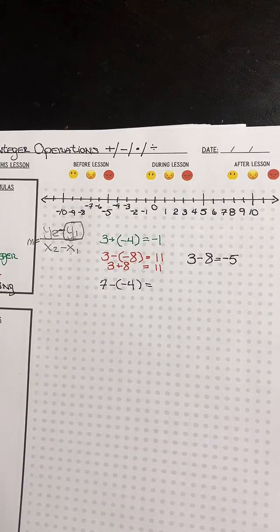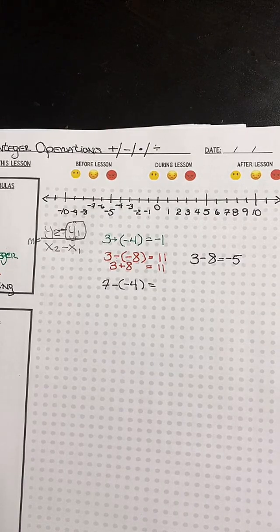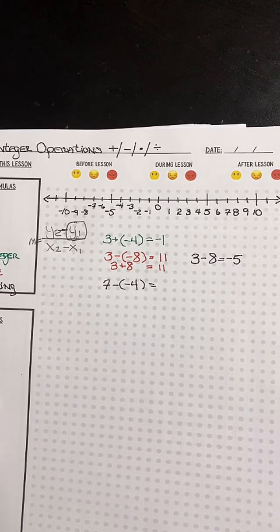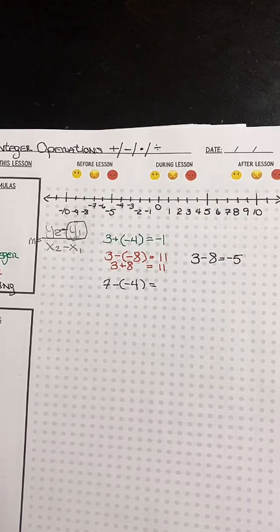If it's addition, it'll be add, not subtract. When the signs are the same, you're going to be adding, and I'm going to show you that in a second. When the signs are different, you're actually going to be subtracting. So let's take a look.